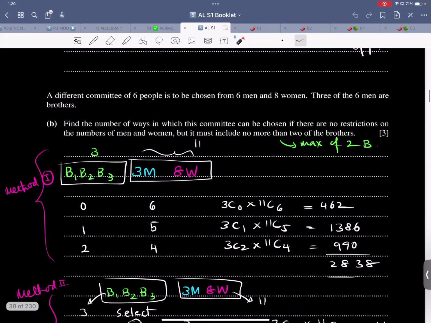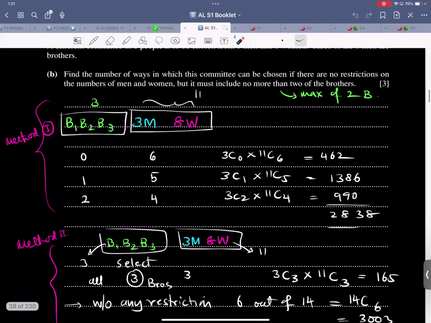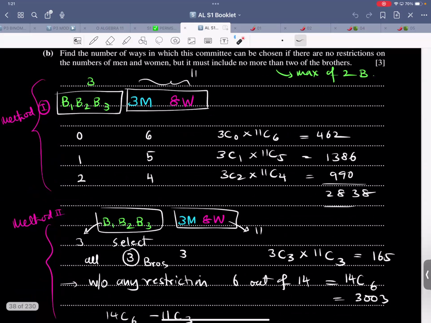The next one: a different committee of 6 is to be chosen from 6 men and 8 women. 3 of the 6 men are brothers. Find the number of ways in which the committee can be chosen if there is no restriction on the numbers of men and women, but it must include no more than 2 of the brothers. So that means no more than 2, that means a maximum of 2 brothers. Now I have done this question in 2 ways. The first one is just following the instruction. Maximum of 2, it could be 1, it could be 0.